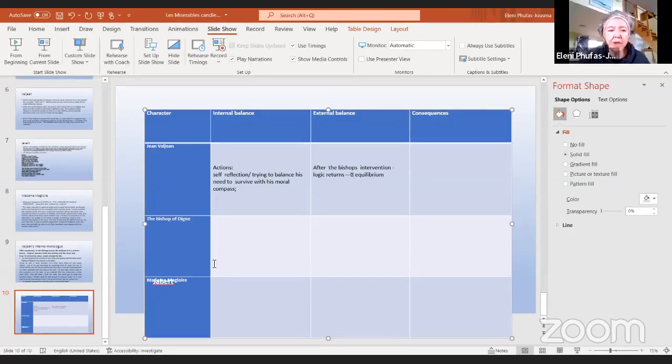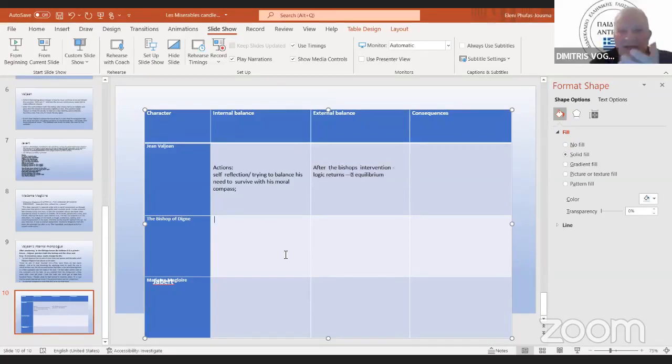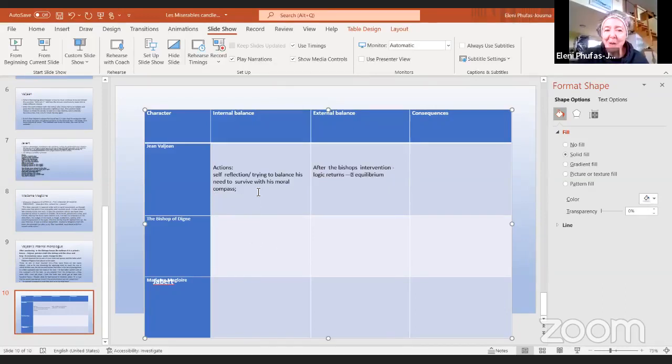Well, shall we continue with the bishop, or shall we correct what I have written here? Okay, Ellen, you may have the floor. Yes, that's what I'm asking. Shall we continue with the bishop, or do you think we need to do more work with the Valjean character? Okay, let's go to the bishop.